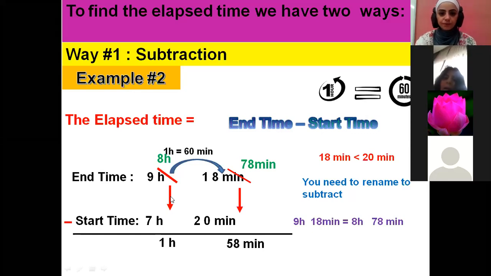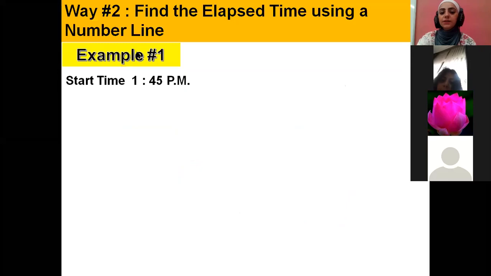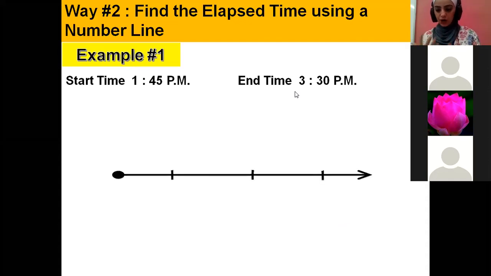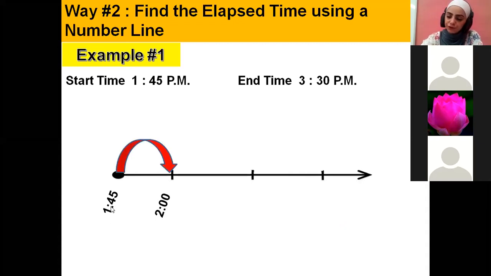So let's go to another example. Look, they tell you in this example that the starting time is at 1:45 p.m. The ending time is 3:30 p.m. We're not gonna use the subtraction way here. We're gonna use the number line way. So look how we do that. You put your starting time first and count with 30 minutes, 15 minutes. Add 15 minutes every time. 1:45 plus 15 is 2.